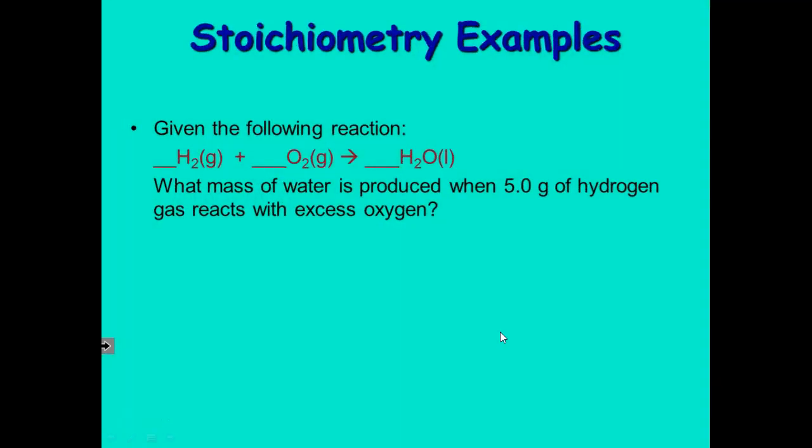The second page of problems you're going to work on today are going from grams of one quantity to grams of another. What mass of water is made when 5 grams of hydrogen gas reacts with excess oxygen? I want you to notice this one requires you to balance the equation. I won't make you go from words to formulas so much in this section, but I will at times ask you to balance an equation.